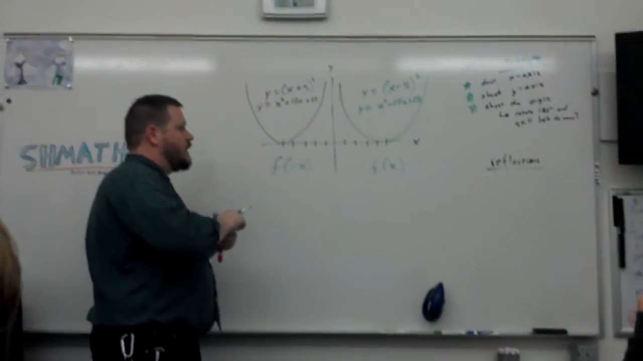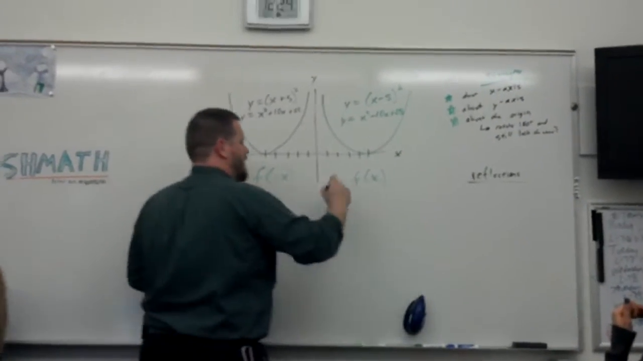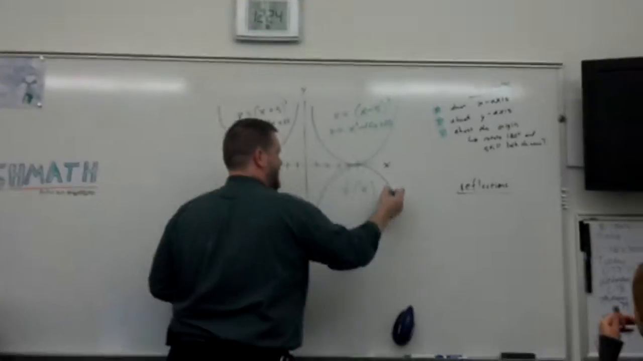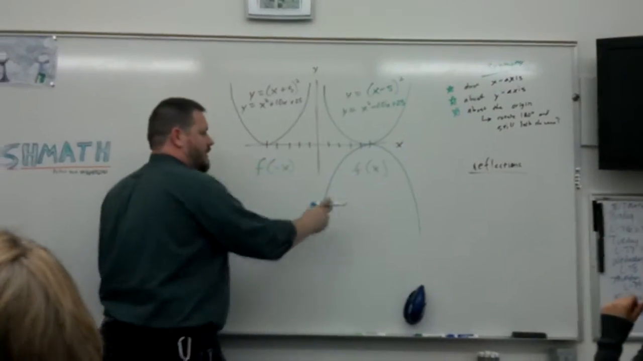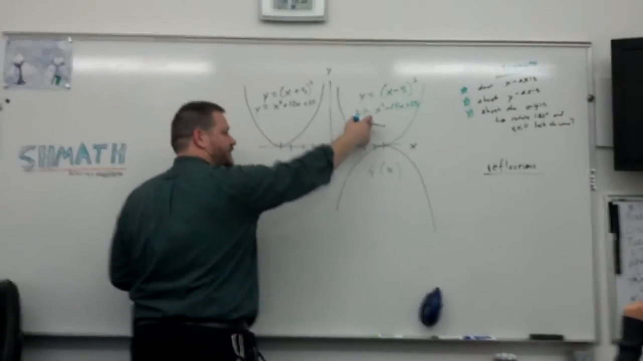These two graphs are reflected about the y-axis. If I have the same graph except down here, this blue parabola is reflected about the x-axis from this one.